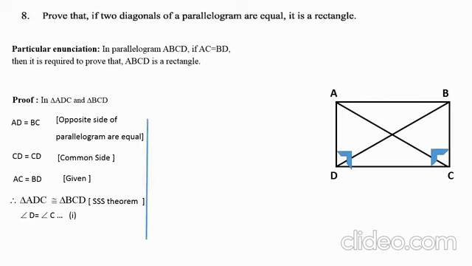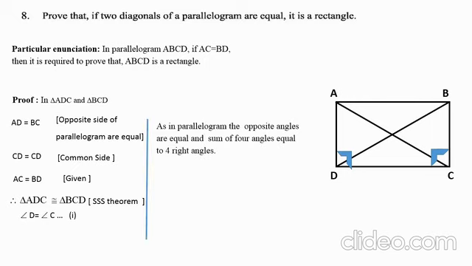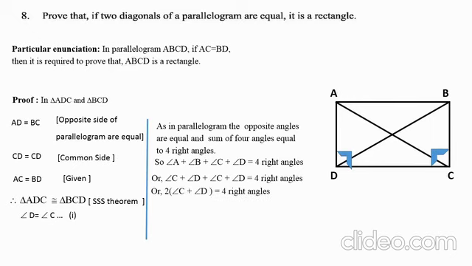We notice that in a parallelogram, the opposite angles are equal and the sum of the four angles equals four right angles. Now we may add angles A, B, C and D, which equals 4 right angles. We replace angle A with angle C as the opposite angles are equal, and angle B with angle D. Now you get 2 times angle C plus D equals 4 right angles. Dividing both sides by 2, we get angle C plus angle D equals 2 right angles.